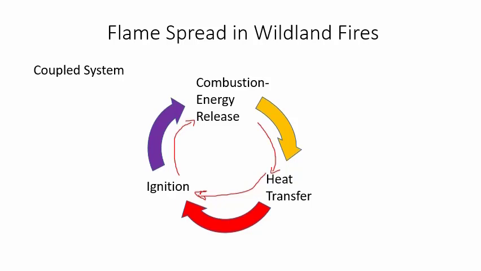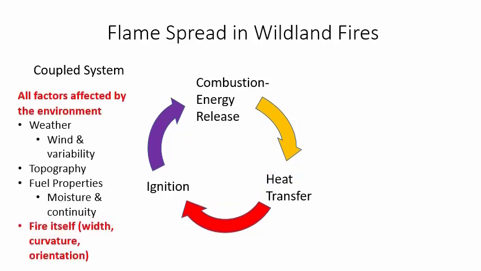This is called a coupled system because there's no good place to start the whole thing, right? You have an external ignition source that comes in, such as a match or a lightning strike, but then the entire system is self-sustaining. And what goes around comes around. So it's not easy to distinguish what is actually causing the fire to spread. Is it enhanced heat transfer? Is it something to do with the fuels and the energy release? Is it something about ignition? They're all related in this coupled system.